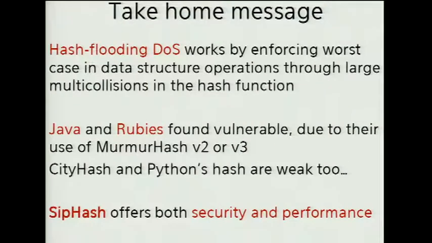Okay. So you should just have to remember three things from this presentation. So this hash flooding DoS works by forcing a worst-case behavior of the application so that it will be too slow to perform all the operations you want it to do. We found that Java by OpenJDK and Oracle are vulnerable. The three main Ruby implementations as well, because they use MurmurHash 2 and 3. You shouldn't switch to CityHash or Python's hash. And we propose SipHash to be both secure and fast.